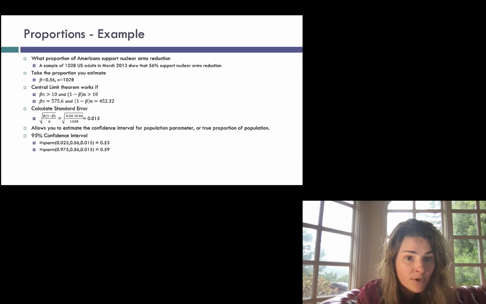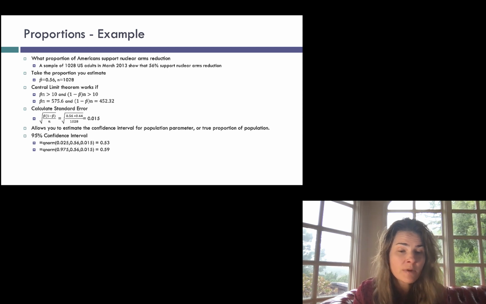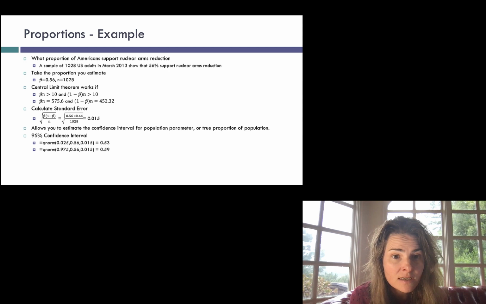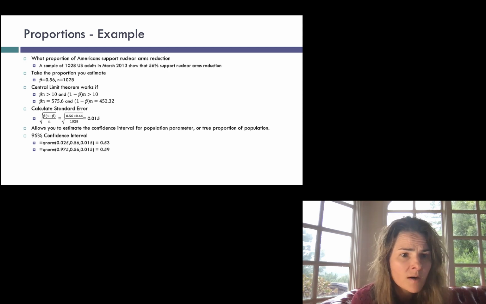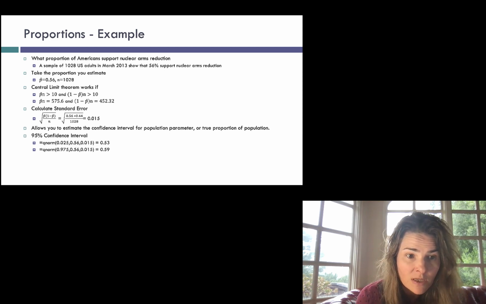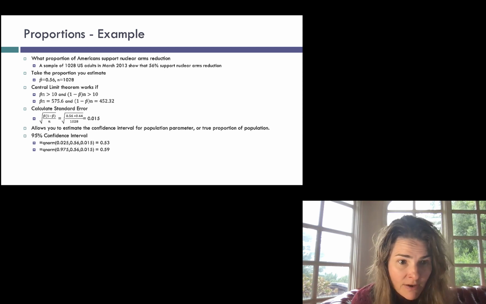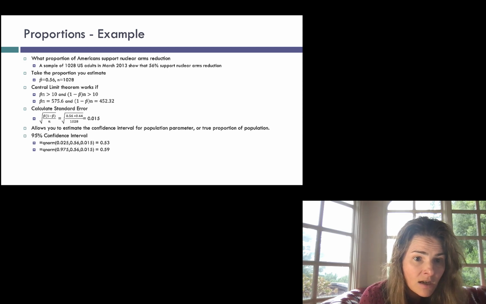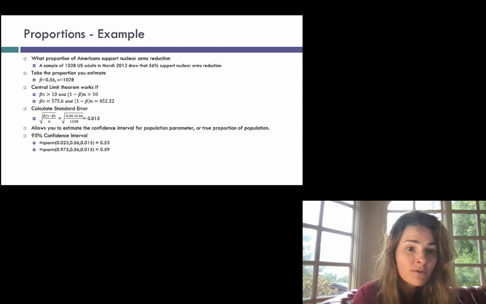So here's an example for you using the proportion of Americans that support nuclear arms reduction. We have a sample of 1,028 U.S. adults in March 2013 that says that 56% support nuclear arms reduction. You take that proportion, we'll call it p hat, the estimated proportion. We have the sample size of 1,028. Does the central limit theorem work? Yes, because we have 575.6 on one side, 452.32 on the other. That means both sides are greater than 10. We can calculate the standard error.